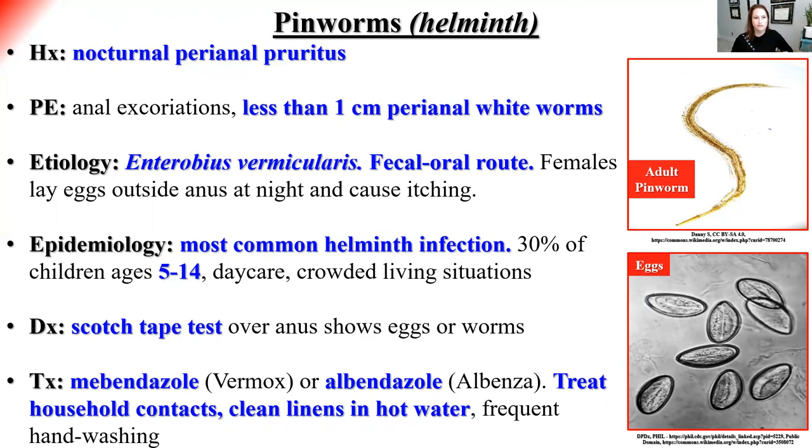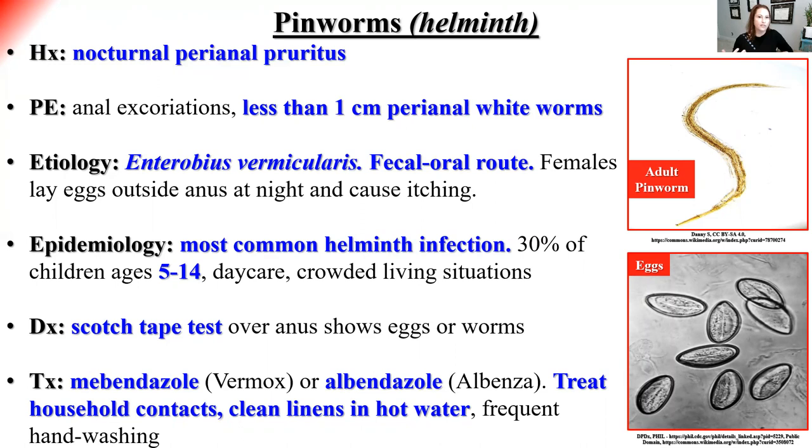On physical exam, you may note the areas where the child has been itching the anus. You may actually see a worm. They're less than about 1 centimeter in size, and it's a perianal white worm. This is by far the most common helminthic infection, which is why it's highly tested on the boards. 30% of kids ages 5 to 14 will have this at some point in their life, and it is much more common in crowded living conditions or things like daycare, where they're constantly touching each other.